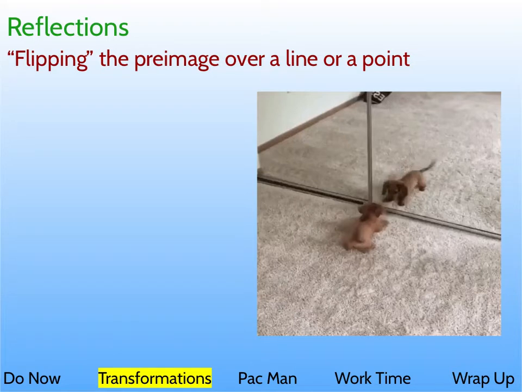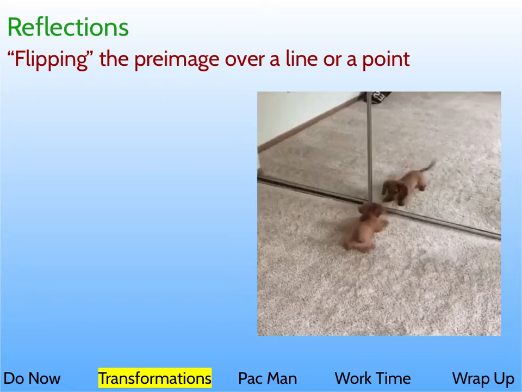Reflections are basically, if you have the pre-image, the first shape, and you flip it over a line or a point, you get the image. So in this case, we have the pre-image of the regular dog, I think that's the original. And then we have the line being this mirror right here. It's actually kind of a plane, but we'll ignore that. We have the line here, and then we have the other reflected dog over there, the image.